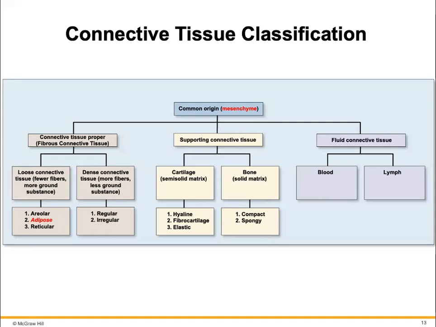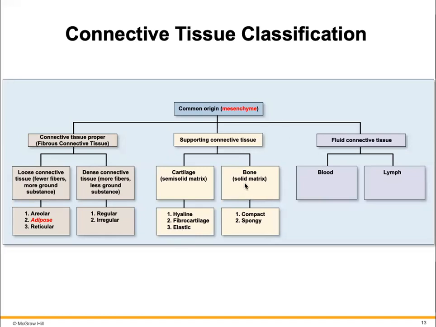And then you have your class of supporting connective tissues. The supporting connective tissues involve your cartilage and your bone. The cartilage, there's 3 different variations that I'll talk about in just a moment. There's hyaline, there's fibrocartilage, and there's elastic. It's based on the extracellular material, how we classify those.